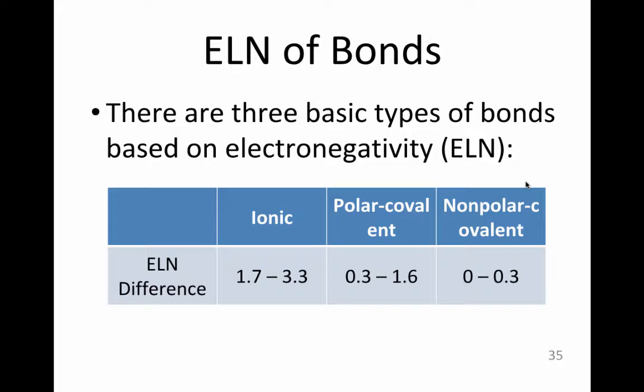So for ionic, the electronegativity difference is supposed to be between 1.7 and 3.3. Polar covalent is between 0.3 and 1.6, and nonpolar covalent is supposed to be between 0 and 0.3. You are going to want to add that to that electronegativity chart I gave you.